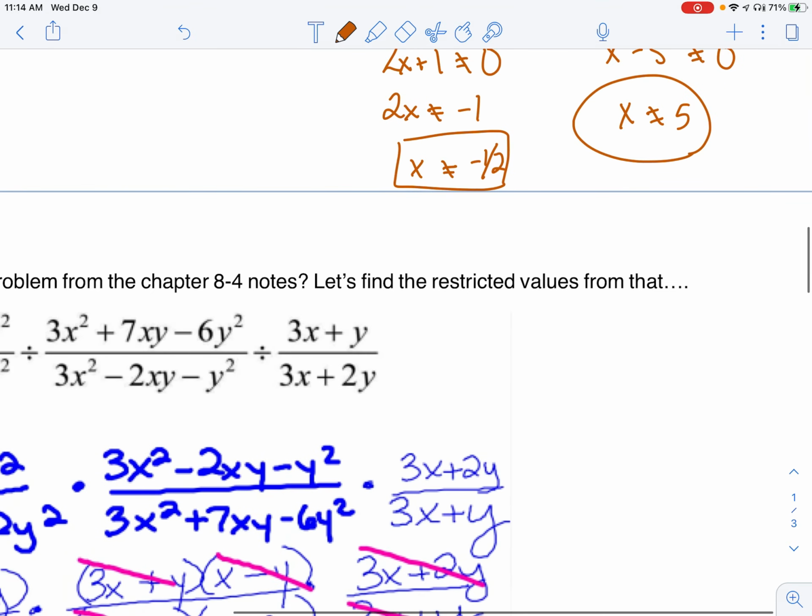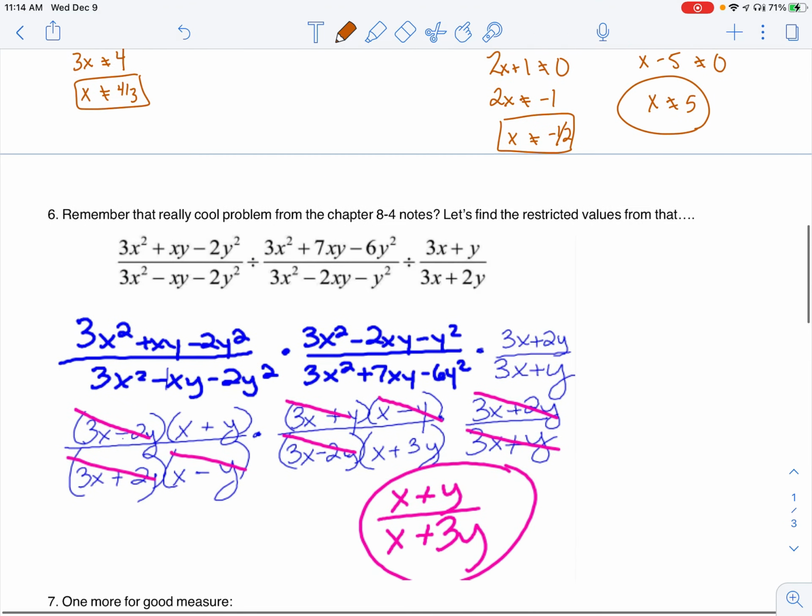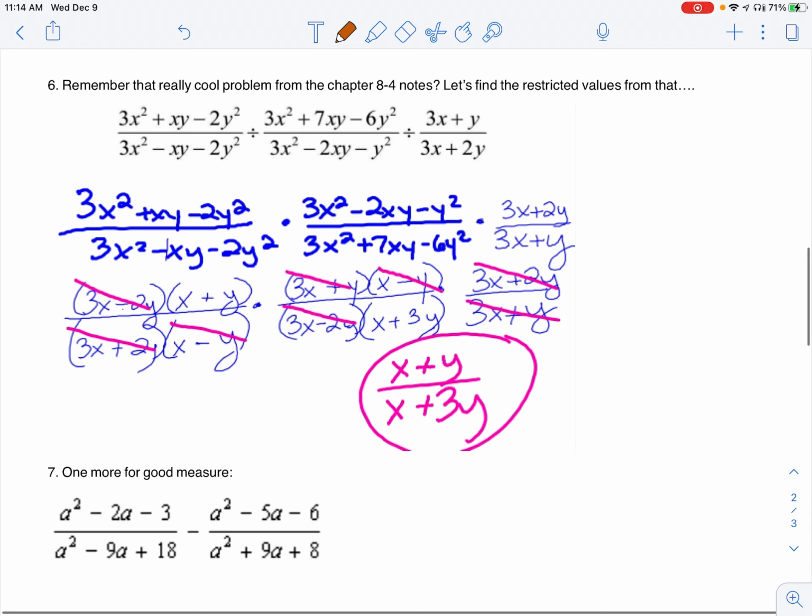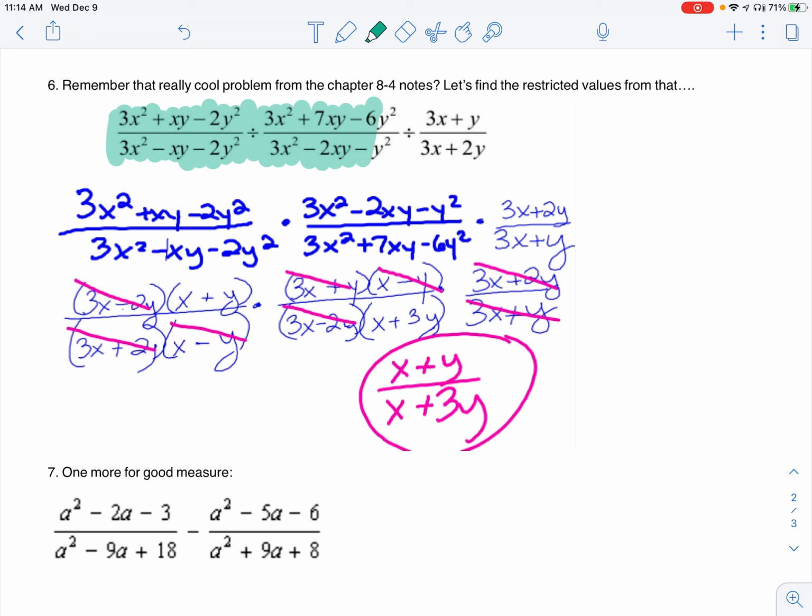So what I did is I pulled this ridiculous problem that I gave you from the 8-4 notes, and it really actually wasn't that ridiculous. I mean, your factoring skills should probably be that good. So this was the original problem, and all that handwriting below was me factoring it already, I just took a screenshot of the notes, okay?